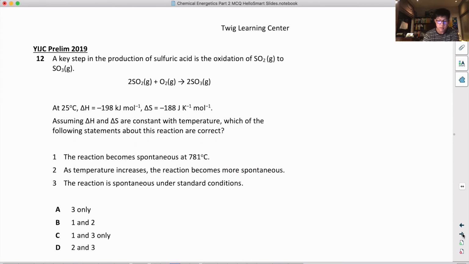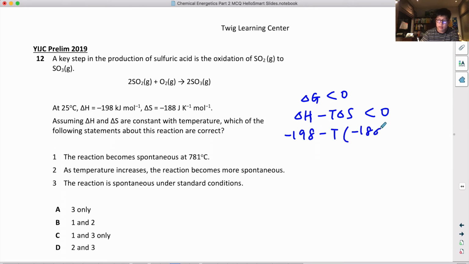Sulfur dioxide plus oxygen to give you SO3. They say the reaction becomes spontaneous at 781. So let's check at what temperature will the reaction become spontaneous. I'm just going to let change in G be less than 0. So change in H for a spontaneous reaction, change in H is minus 198. Temperature, I leave it. So this minus 188 divided by 1000, because it's always in joules, you must always convert to kilojoules. So work it out.